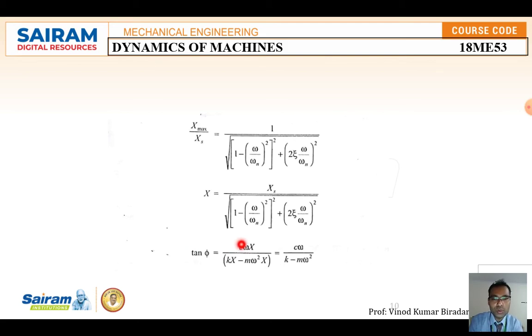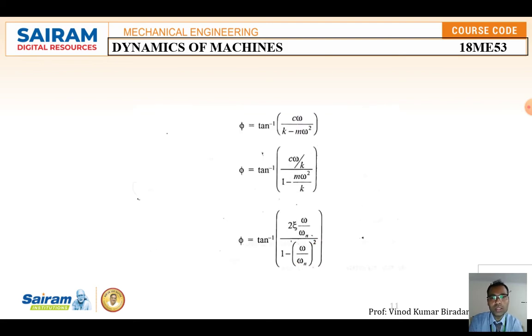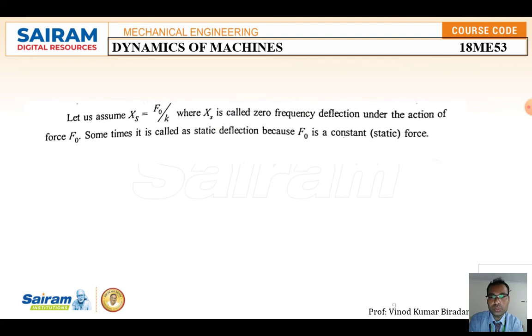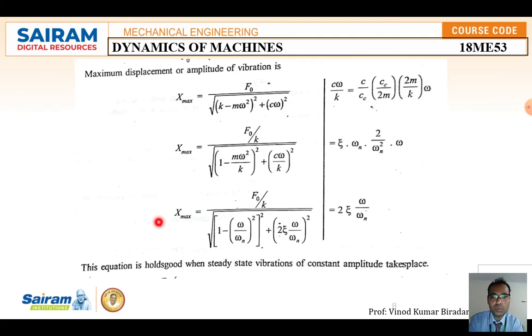So you are going to get c omega x divided by kx minus m omega square x, which is equal to c omega divided by k minus m omega square, again after re-simplifying. Okay, so this equation you have to remember, this is very important, and this equation also you have to remember. These two equations I am going to use while solving the problem.